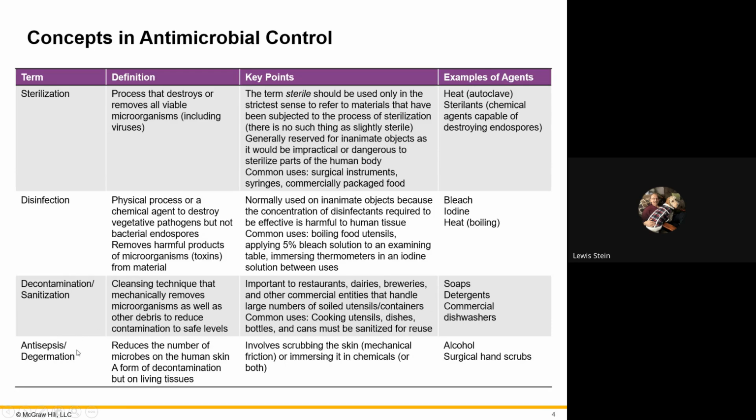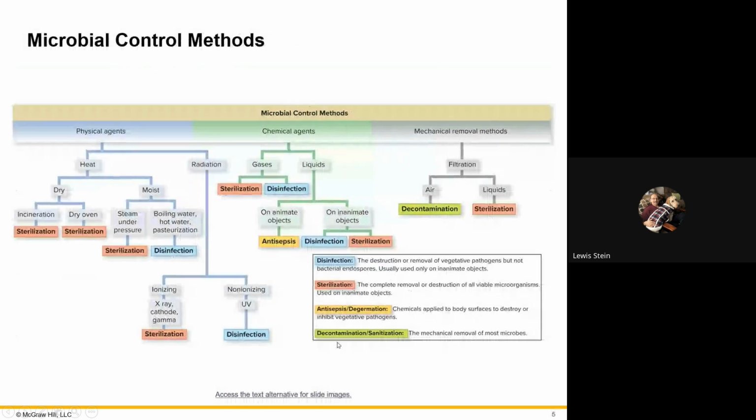And then antiseptics reduce the number of microbes on skin or living tissue. It is a form of decontamination, but on living tissue only. And so we're limited. I would have taken iodine and stuck it right in there because that's really where it's more appropriate. Hand scrubs will go into all these chemicals. A lot of it involves mechanical activity. There's some overlap. So these are just some of the definitions to start.